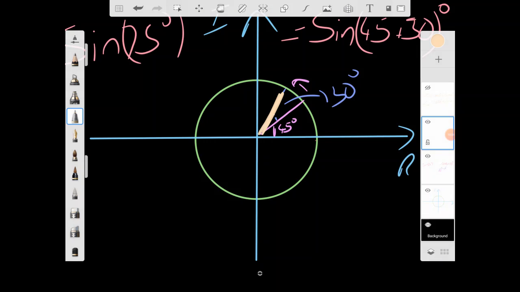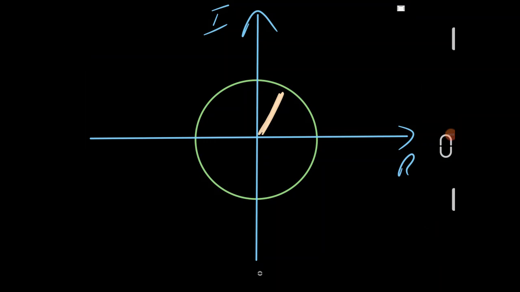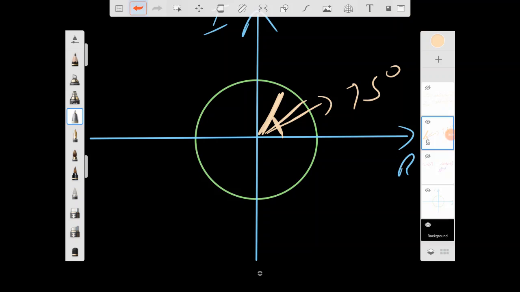See, if I take the middle one off, you will understand. What is this angle? 45 plus 30 degrees, that is 75 degrees, right? Because this was my 45 degrees and I added 30 degrees, so I get 45 plus 30, 75 degrees.